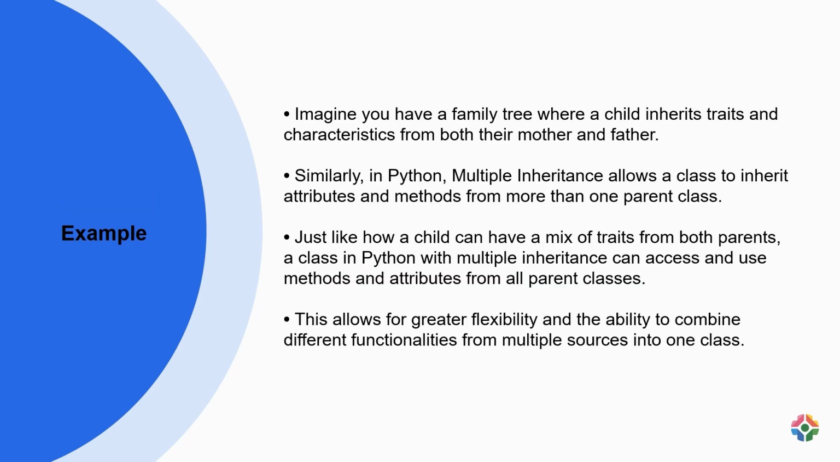Imagine you have a family tree where a child inherits traits and characteristics from both their mother and father. Similarly, in Python, multiple inheritance allows a class to inherit attributes and methods from more than one parent class. Just like how a child can have a mix of traits from both parents, a class in Python with multiple inheritance can access and use methods and attributes from all parent classes. This allows for greater flexibility and the ability to combine different functionalities from multiple sources into one class.